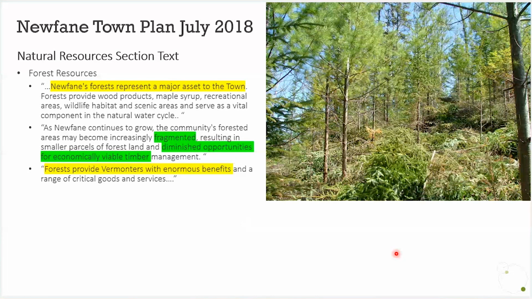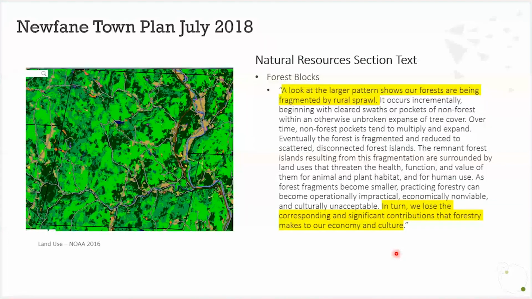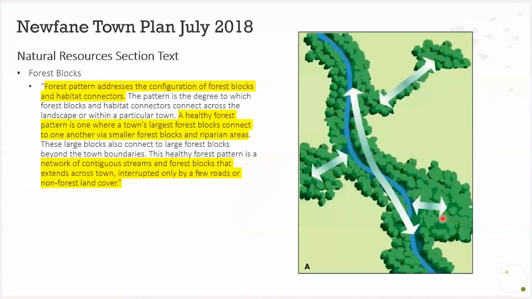Okay, so then I'm going to keep going. They look at forest blocks and take it to the next level, and they say a look at the larger pattern shows our forests are being fragmented by sprawl. And in turn, we lose the corresponding and significant contributions that forestry makes to our economy and culture because of that sprawl. So they're not just looking at the blocks and saying how important the blocks are. They then take an even larger step and say, look at the pattern of our blocks and how they're threatened by sprawl.